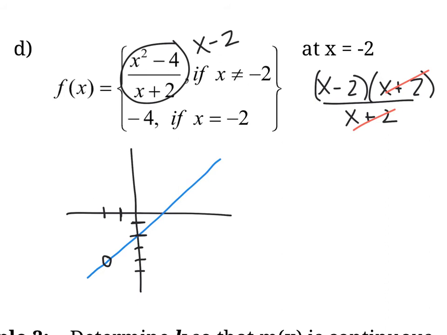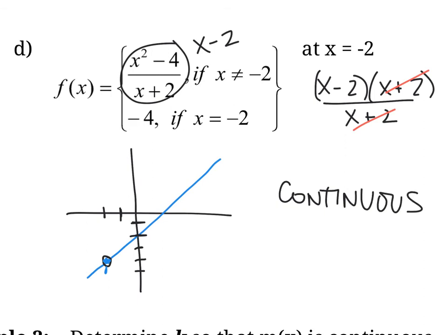Now let's look at our other part of the piecewise function. It says if x is negative 2, the function is equal to negative 4. So looking at that, negative 2, negative 4, is filled in because at negative 2, the function is negative 4. So this piecewise function sort of takes care of the hole. It fills in the hole for us. So is this function continuous? And the answer is yes, it is continuous.